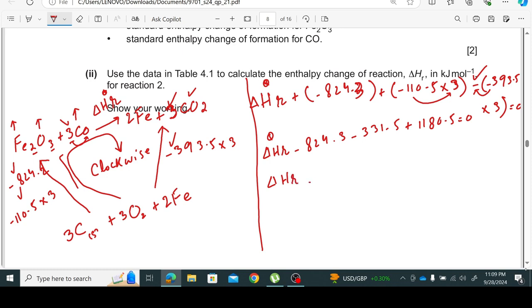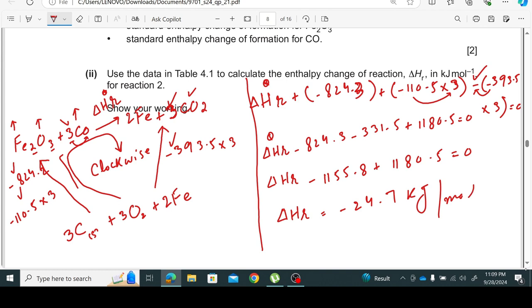Delta HR minus 115.1155, okay, 0.8 plus, now I'm solving it, plus 1180 equal to 0. Okay, you have one option. If you bring all this value towards the 0 side, you can do it in this sense. So delta H of reaction, it will become minus 24.7, unit is kilojoule per mole.